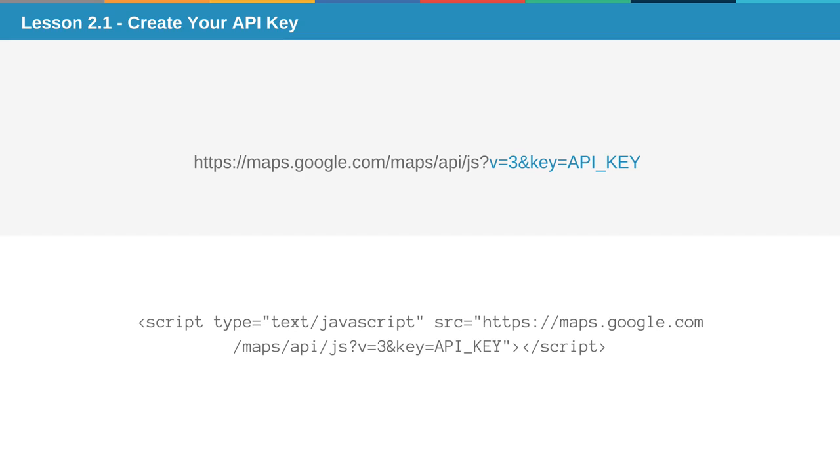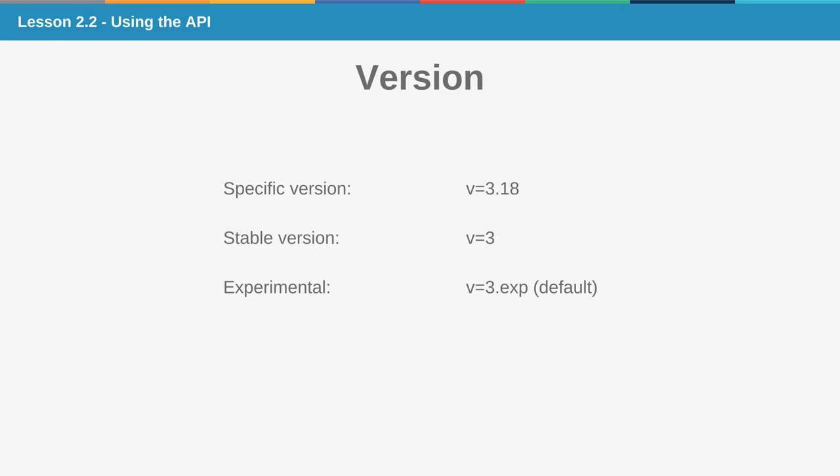In this example, you will need to replace the API key with your unique key attained from the previous lesson. You can specify the API version by setting the v parameter in the URL. When specifying the version number, you can specify a specific version, use the latest stable release, or use the experimental channel. If the version is not specified, then the experimental release will be the default version.